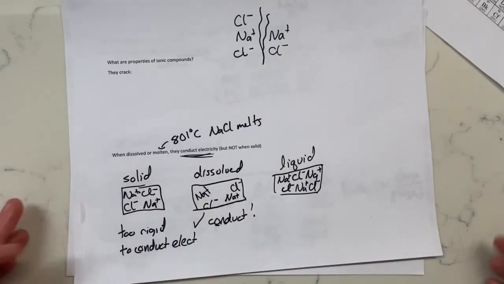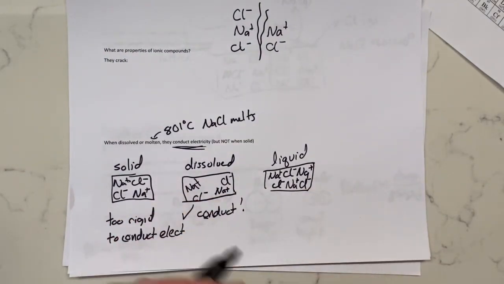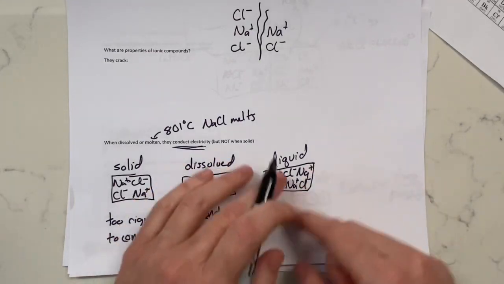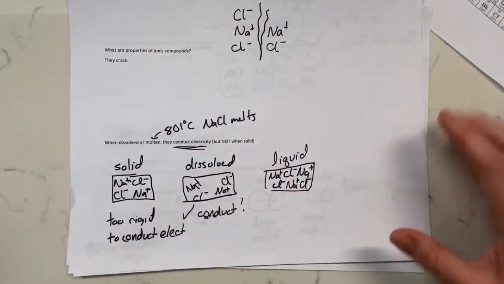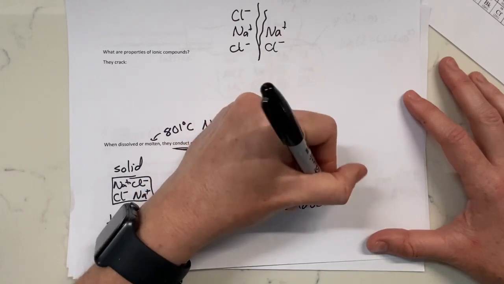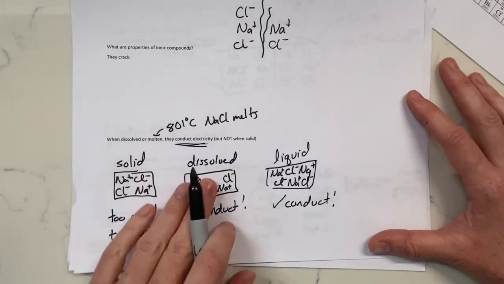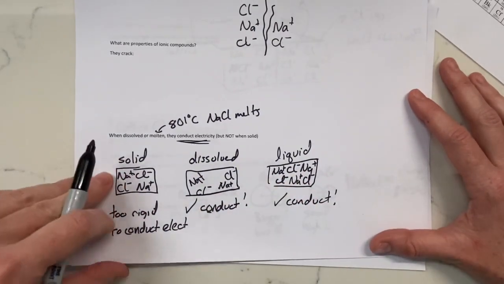And that's what makes it a liquid, is that these can move around and get in nooks and crannies. That's the definition of a liquid. And so once these can move around and get around in nooks and crannies, then this can conduct as well. So solid ionic compounds can't conduct electricity. Dissolved and liquid ionic compounds absolutely can.